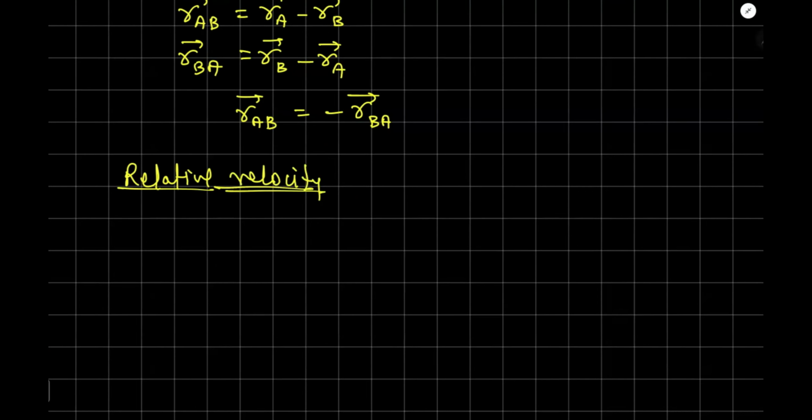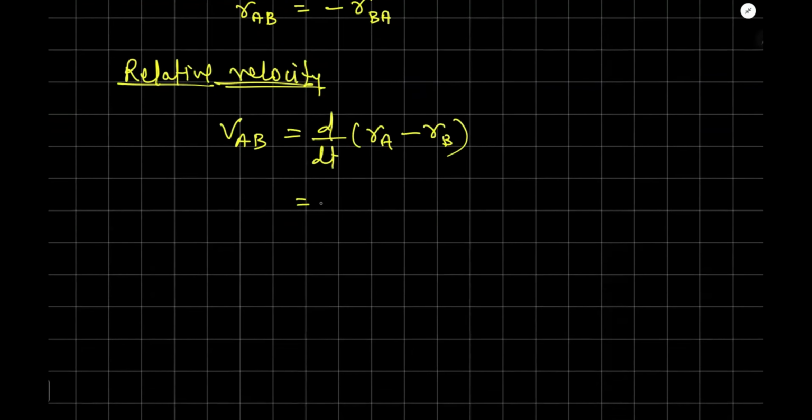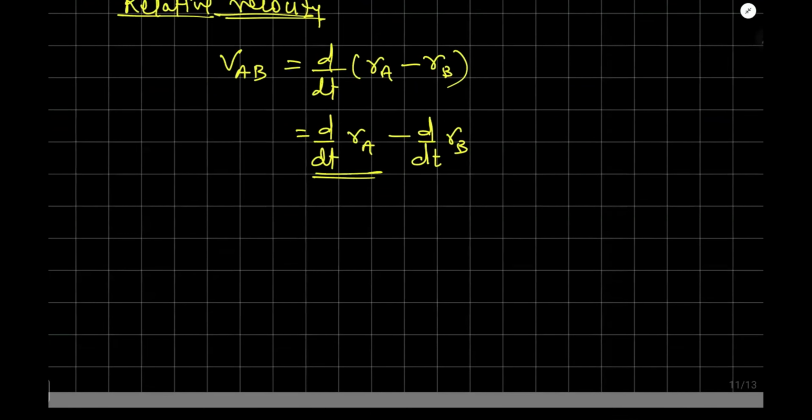Rate of change of relative position with respect to time. So I can say V A with respect to B is equal to d by dt of position of A with respect to B. So I can say simply here d by dt of position of A minus d by dt of position of B. आपको पता है the rate of change of position of A is nothing but the velocity of A, and the rate of change of position of B is the velocity of B. So I can say velocity AB is equal to velocity A minus velocity of B.